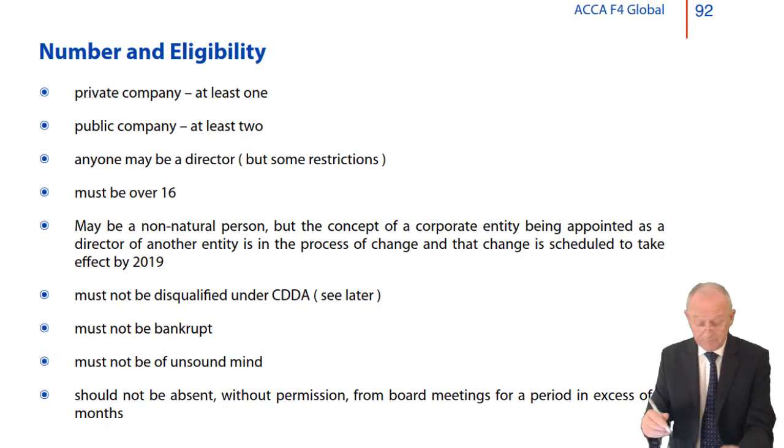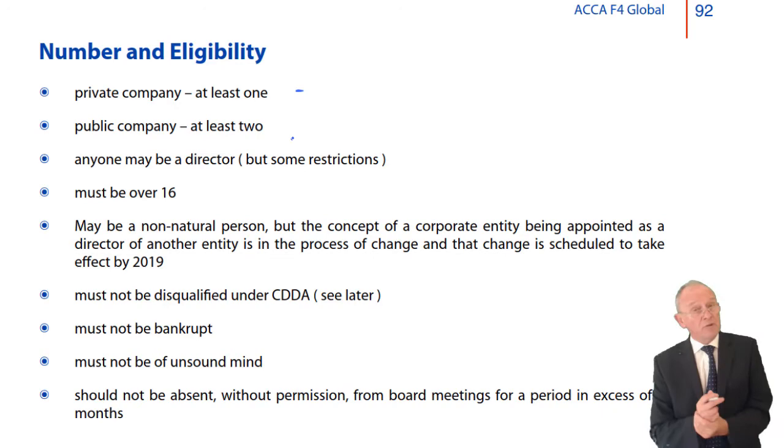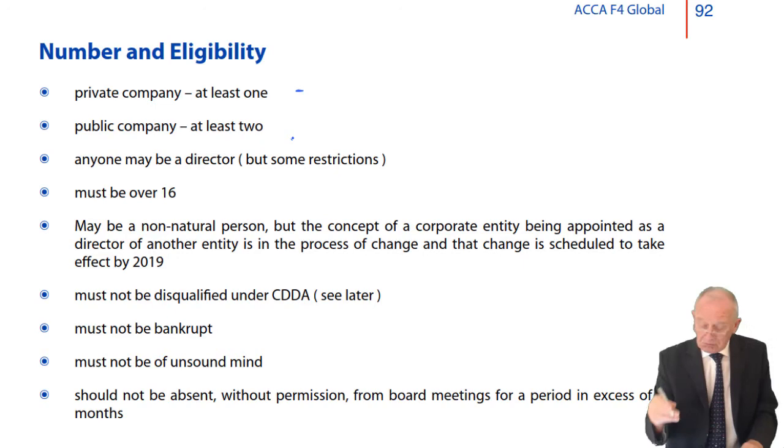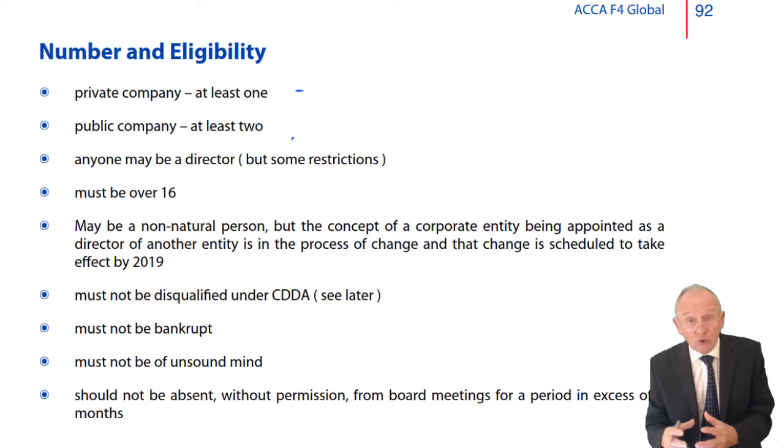Number and eligibility of directors. Private companies, at least one. Public companies must have at least two. Now, isn't that interesting? Because the minimum number of members for a public company is only one, but they have to have two directors. It didn't used to be the case. Public companies used to have two members and at least two directors, but now it's only one member and two directors.